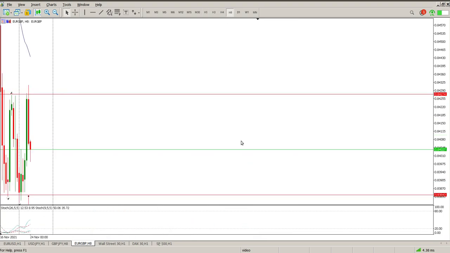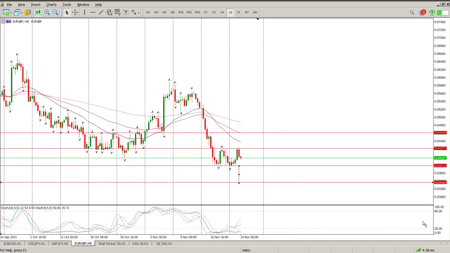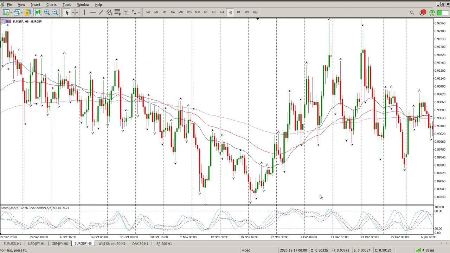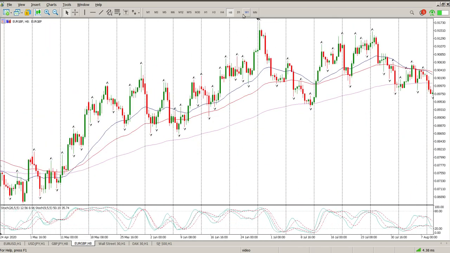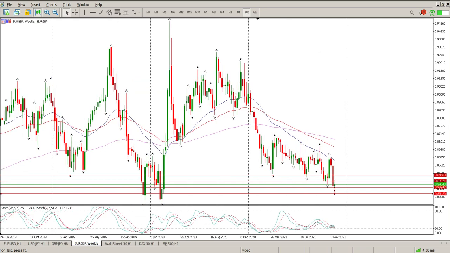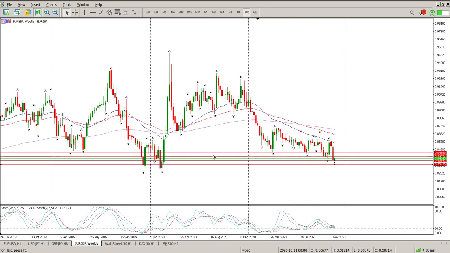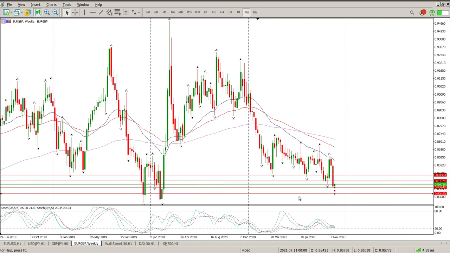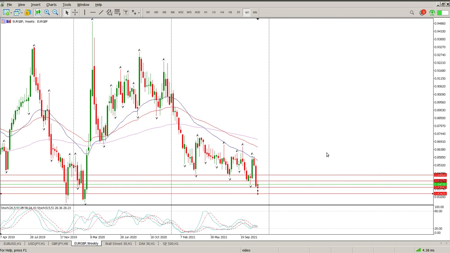And I just want to go back to the 8 hour just to see what it lines up with. If I remember correctly, there's not much here. We're going to have to actually go to the weekly to see that structure. And if you look to the left, you'll see there's clear structure to the left. Okay, so that's kind of the view that I've got at the moment.